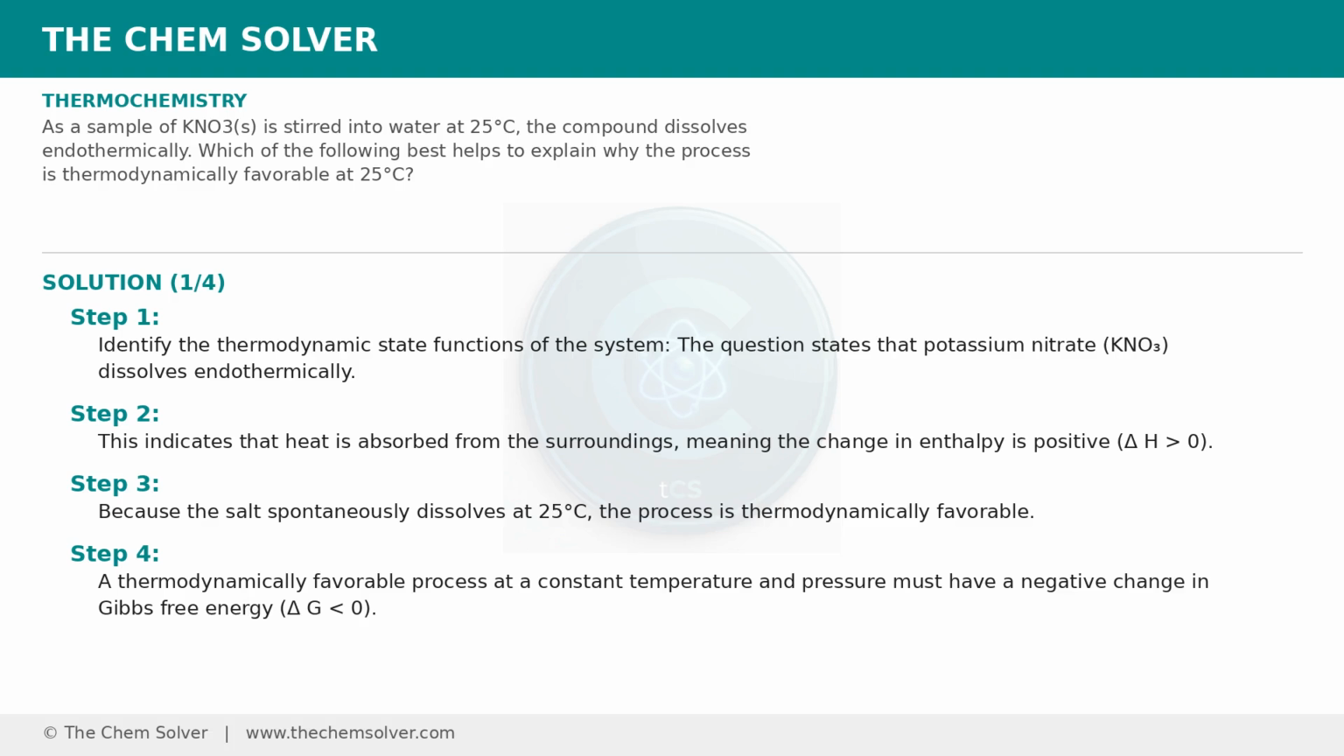Identify the thermodynamic state functions of the system. The question states that potassium nitrate, KNO3, dissolves endothermically. This indicates that heat is absorbed from the surroundings, meaning the change in enthalpy is positive, delta H greater than 0. Because the salt spontaneously dissolves at 25 degrees Celsius, the process is thermodynamically favorable. A thermodynamically favorable process at a constant temperature and pressure must have a negative change in Gibbs free energy, delta G less than 0.